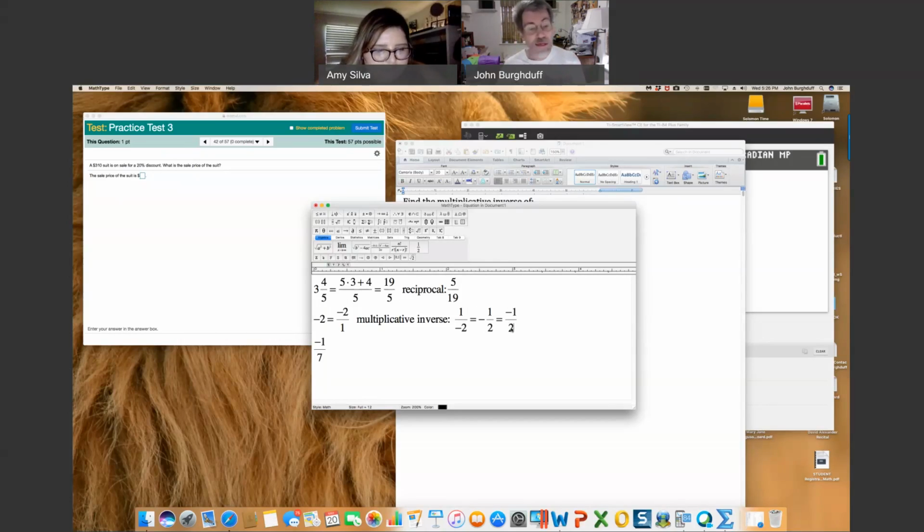Okay. And then for negative 1 over 7, if you want the inverse of that, flip it over, and you would get 7 over negative 1.